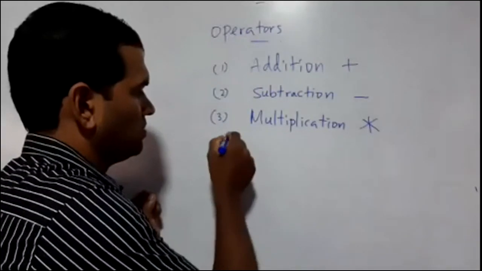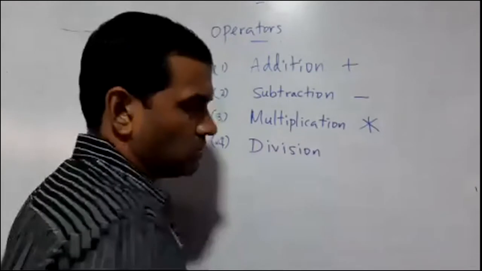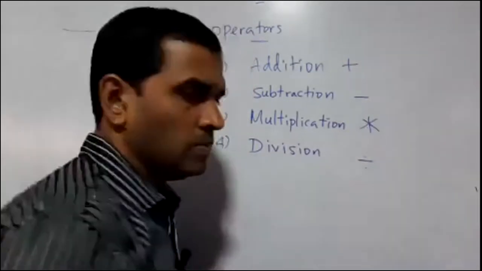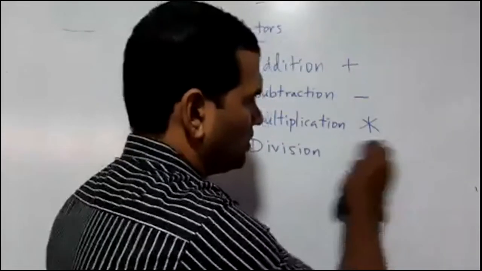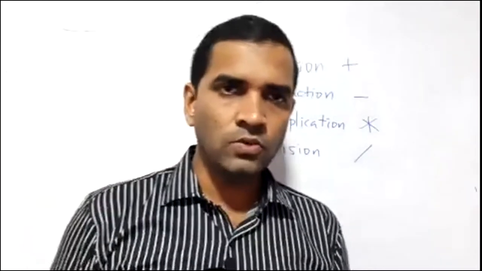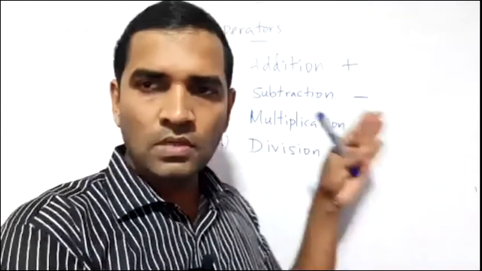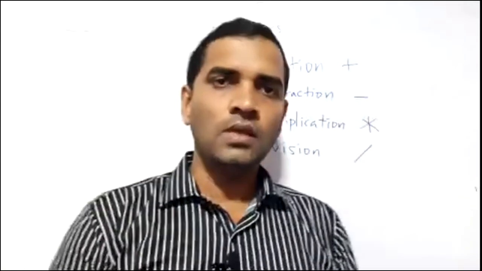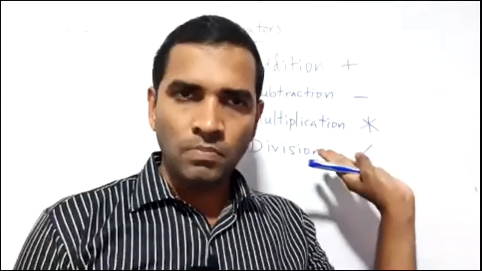Then we have division. In mathematics, this is the one used for division, but in the computer we don't use such things. We have to use the forward slash. Remember, there are two slashes on the keyboard, but this has to be the slash that leans forward, slightly like a slant. So this is division. There is another slash called backslash, which is not for normal division.